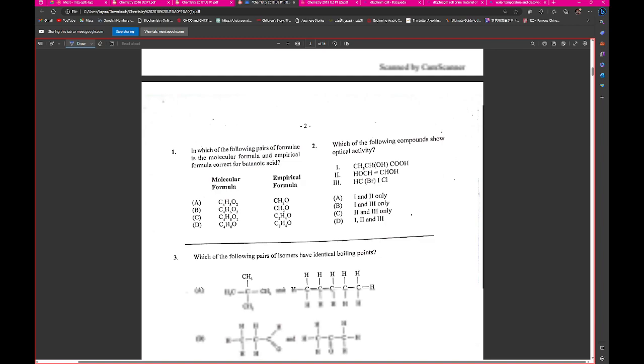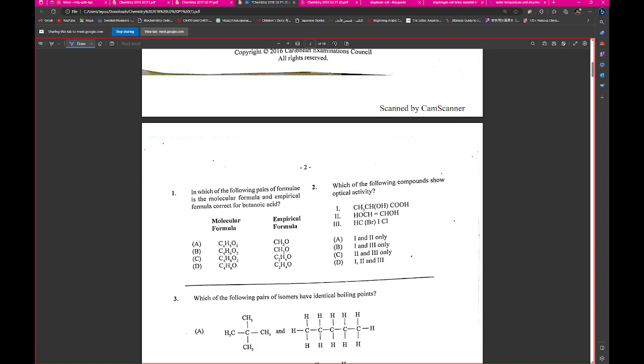Alright, so in which of the following pairs of formulae is the molecular formula and the empirical formula correct for butanoic acid? So but- is already 4, right? And butanoic acid, what would be its formula? What would be the best answer?